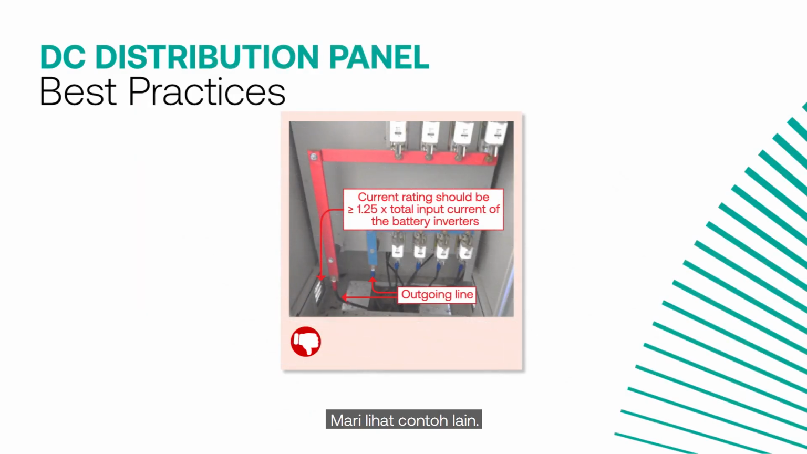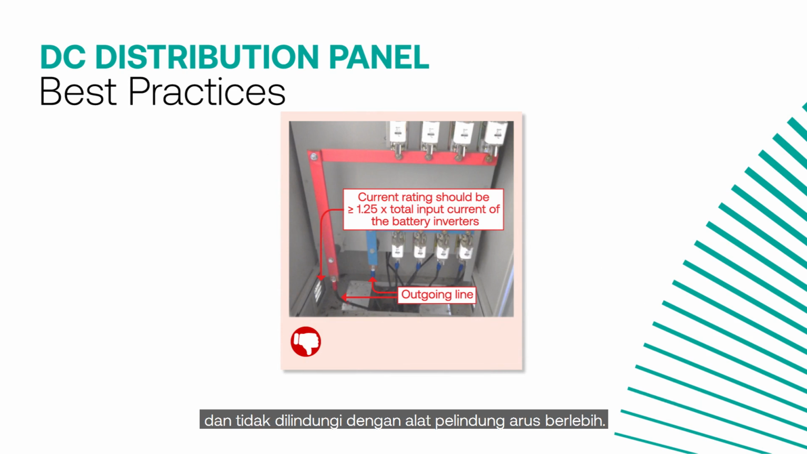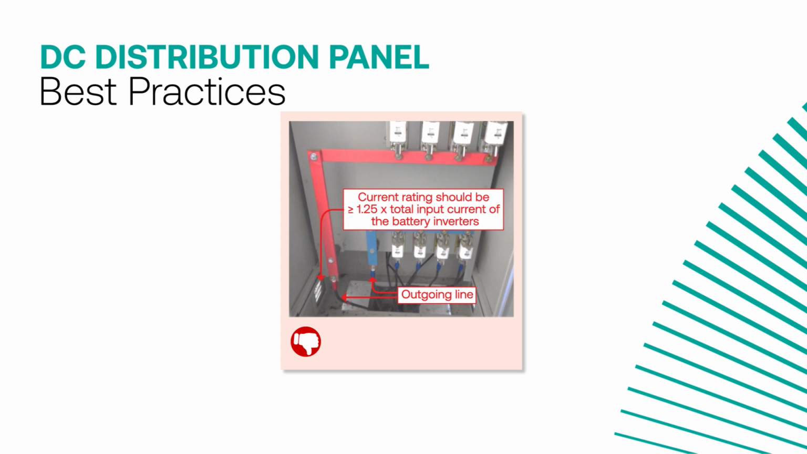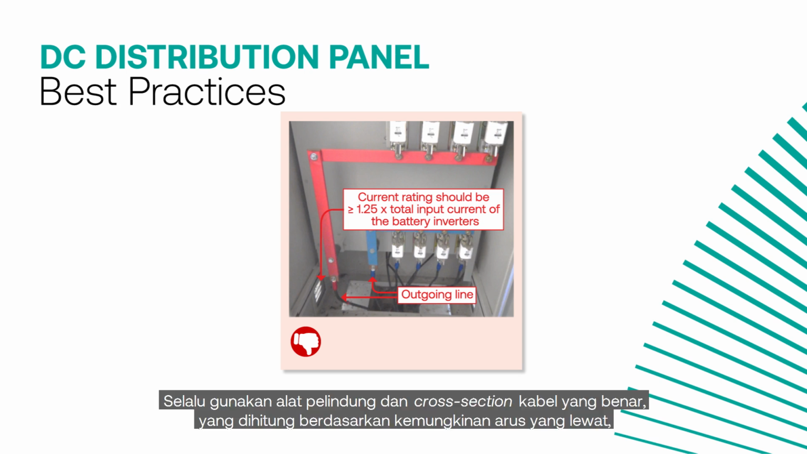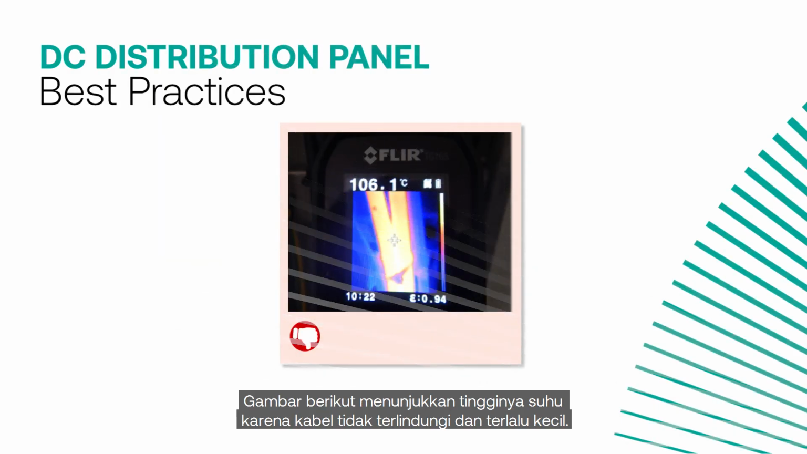Let us see another example. The picture shows outgoing line from 4 battery banks in parallel has the same size as individual battery and is not protected by an overcurrent protection device. Unprotected and undersized cable can lead to excessive cable temperature. Always use protection device and proper cross-section of the cable that is calculated based on the possible current passing through, as well as the installation method. The picture shows high temperature due to unprotected and an undersized cable.